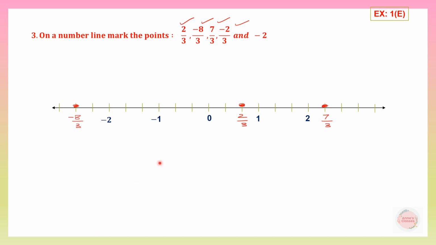Next one is minus 2 by 3. So it's a minus number. It will be on the left side of 0. So minus 2 by 3 is 1 by 3. Minus 2 by 3 will come here. So this is minus 2 by 3.